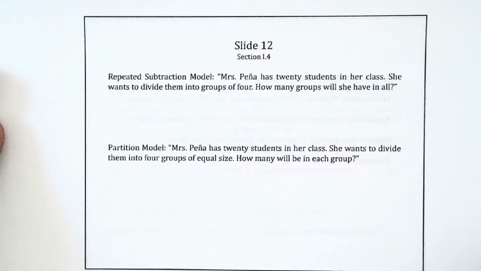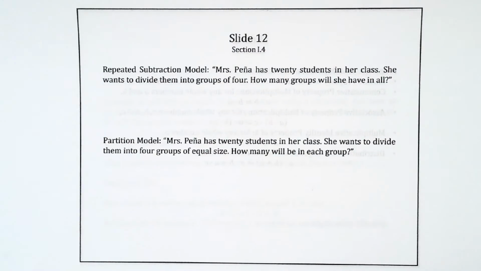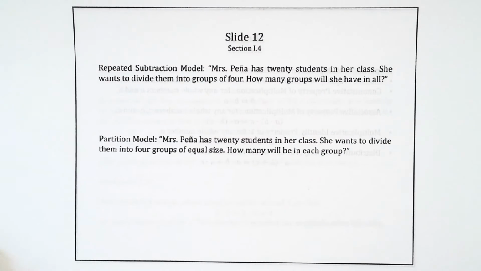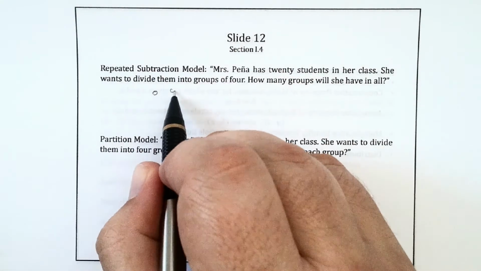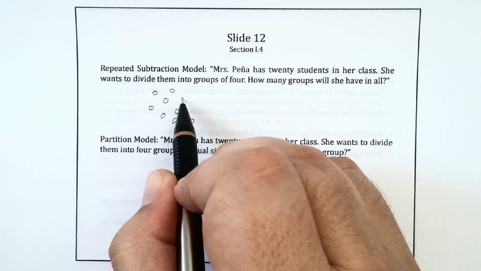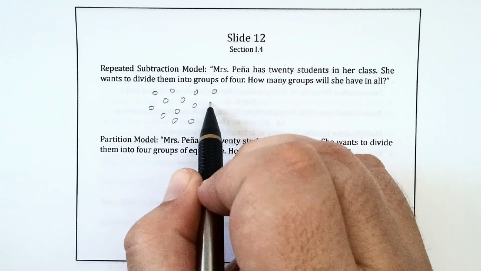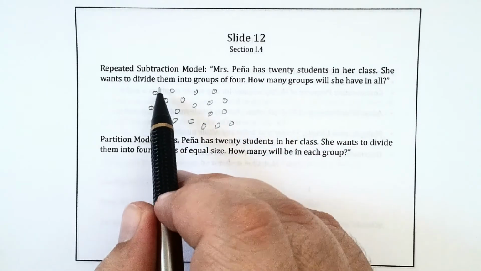The second model is called the repeated subtraction model. Mrs. Pena has 20 students in her class. She wants to divide them into groups of 4. How many groups will she have in all? So let's draw a picture for 20 students. I'll just do a little circle for each of them. Okay, so there's Mrs. Pena's class.